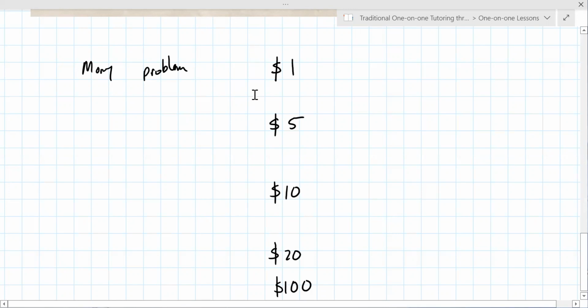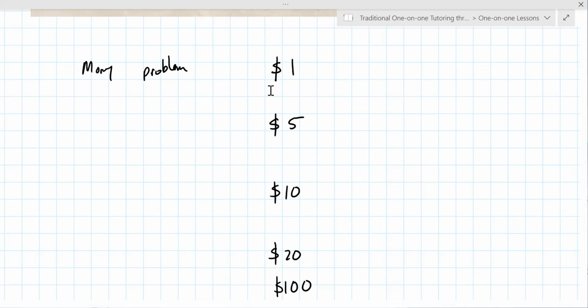Wait, did my dad tell you I had to do money problems? We're going to do this money problem before we can proceed to the rest of the assignment. But I'm asking you, do you know of any other money bills that have been used in circulation?